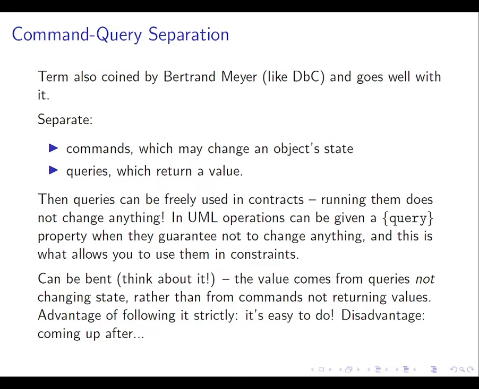In UML, there's a standard property which can be applied to an operation, query, and that indicates that they guarantee not to change anything, and it's having that property which makes it legal to use an operation in a constraint. So this fits with that. A thing to notice is that the value here comes from the fact that queries do not change an object state. Okay? It doesn't really matter whether a command does or does not return a value.